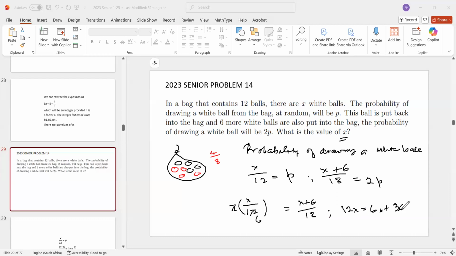Cross multiply, and then you'll have 6X is equal to 36. If you bring the x's to one side, so therefore x is equal to 6. All right. So the answer to this problem is 6. Let's just check it out.